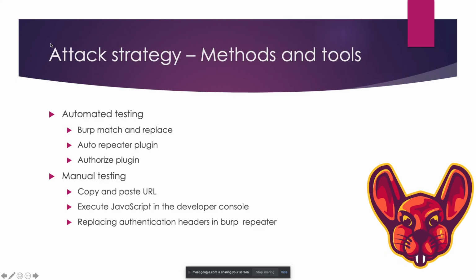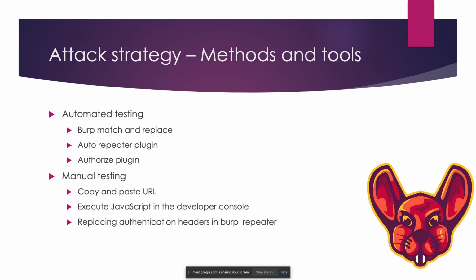What I do is I have two ways of testing for IDORs: an automated testing strategy and a manual testing strategy. Now, my automated strategy mostly consists of Authorize, but sometimes I also use the Auto Repeater plugin, though it seems to have broken for some reason in the last releases of Burp Suite, so I can't use it anymore properly. And then Burp Suite match and replace is also an option still.